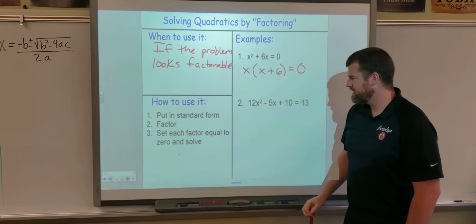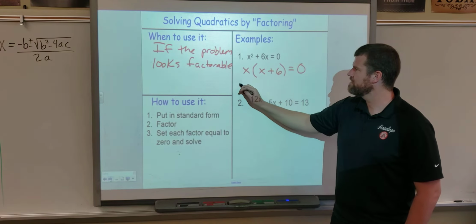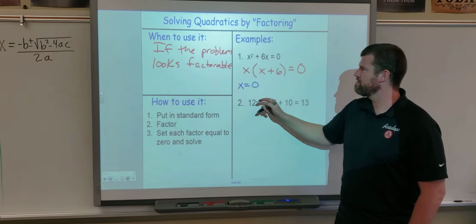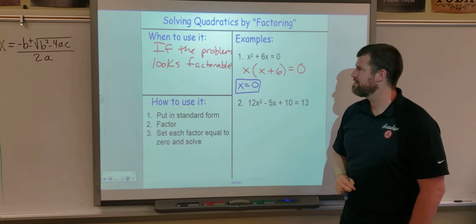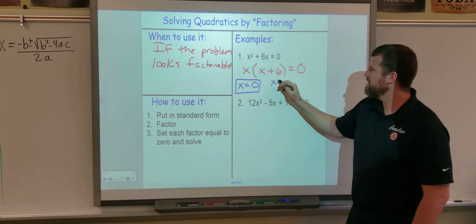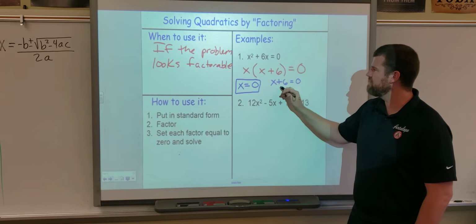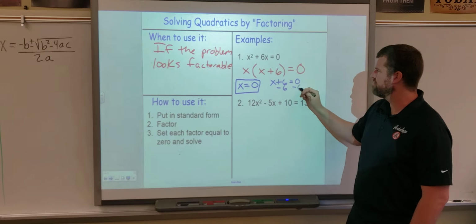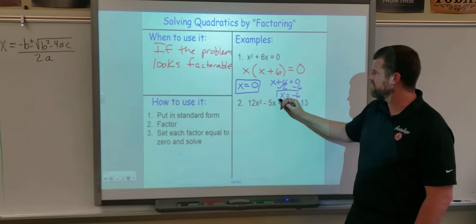Step 3, set each factor equal to 0. So I'm going to take this factor here. I'm going to set it equal to 0. There's nothing left to solve. That is one of our solutions. And then the second factor, x plus 6 equals 0. This is not solved yet, so I now have to subtract 6 from both sides, and x equals negative 6.